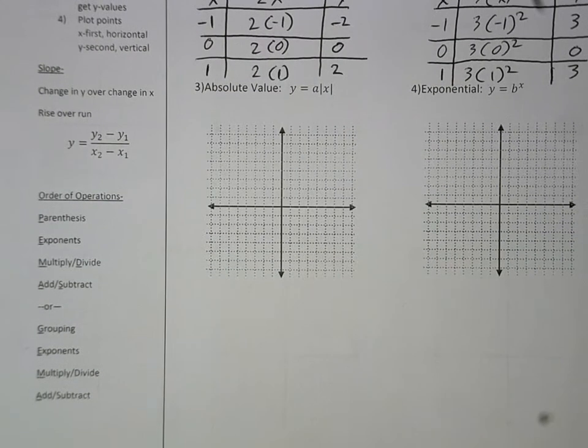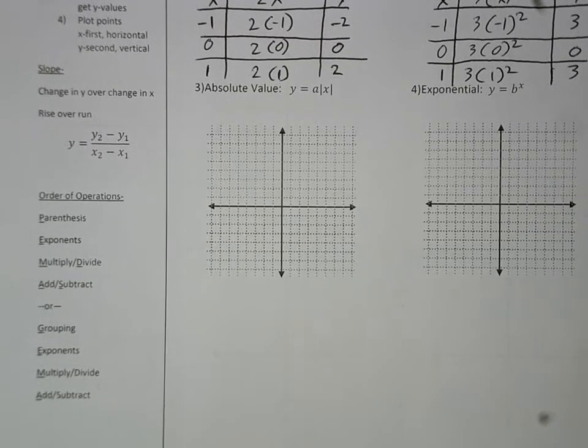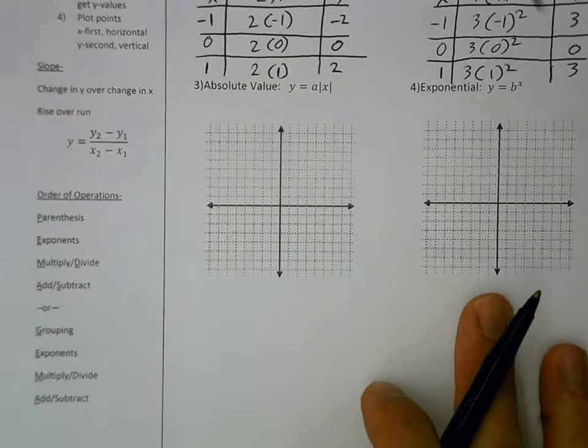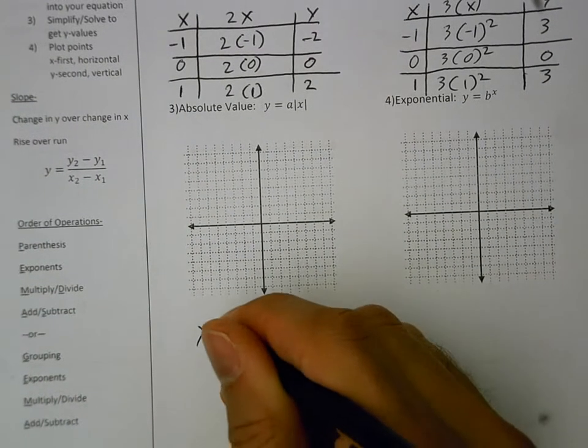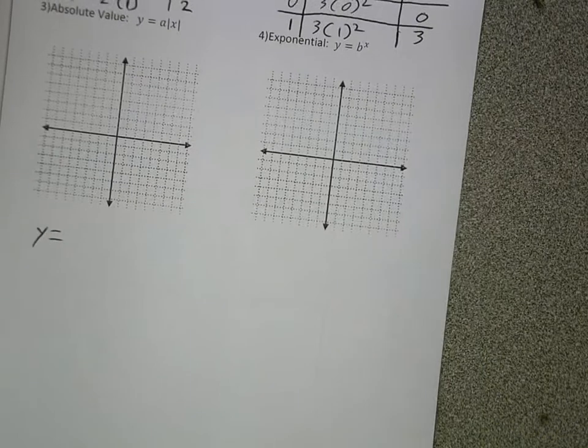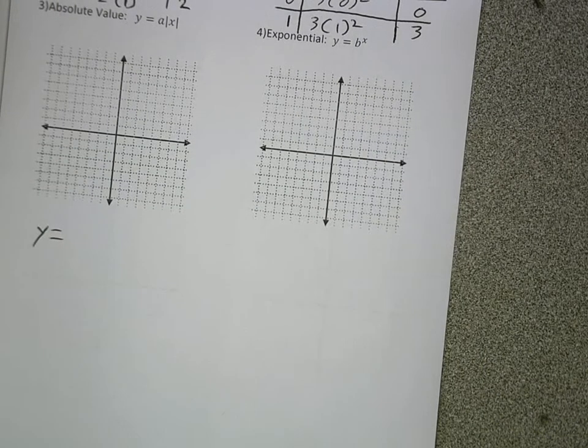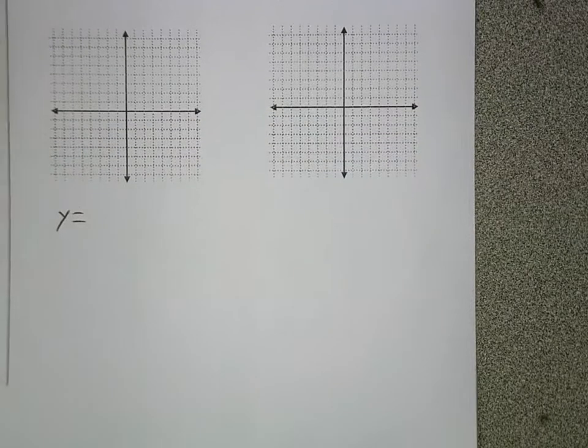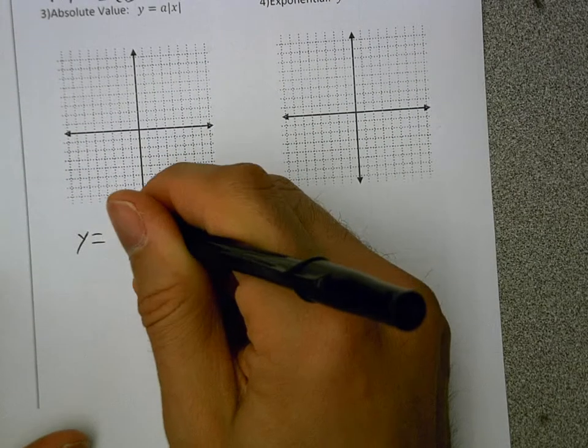Absolute value, y equals a times the absolute value of x. Here, we're back to the a being more or less like a slope, except absolute values always make a V-shaped graph. So we're going to make sure that we have the V shape, and essentially we're going to end up with two different slopes, one positive and one negative. So let's do one that's different than what's on your homework. How about 2/3? y equals 2/3 absolute value of x.